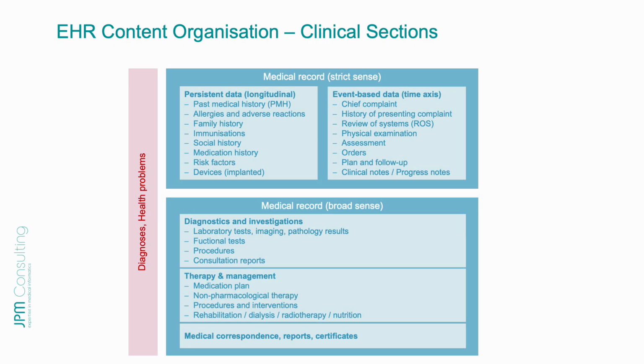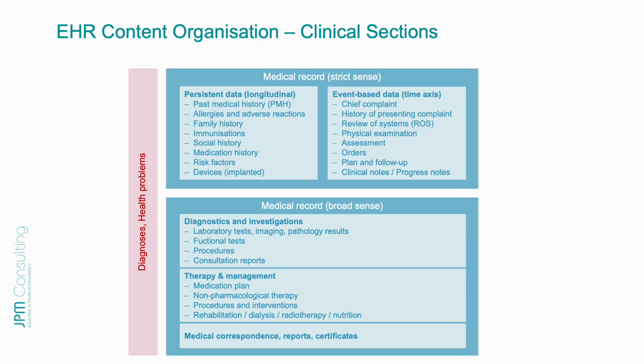Another helpful distinction is between the medical record in a narrow sense and in a broader sense. In the narrow sense, the record contains two main types of data. First, there is persistent data. This is the patient's medical master data. It is relatively stable over time and only updated occasionally, for example, past medical history, allergies, and family history.